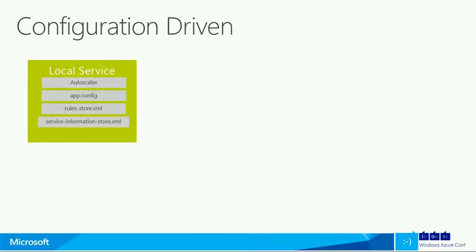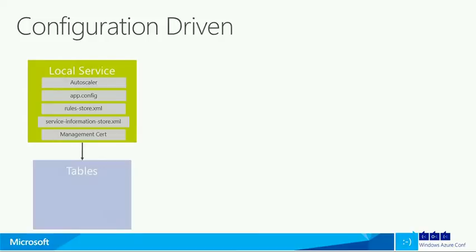And then I have a service information XML file. This file tells Wasabi what is my subscription information, what are the different cloud services that I'm working with, what are my different storage accounts, so that I can use configuration information there to help drive those rules. And then of course I'm going to have my management certificate.